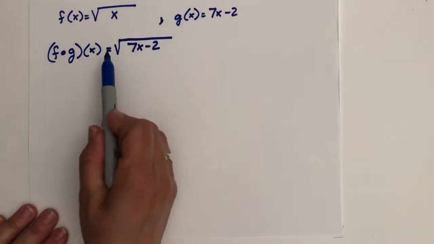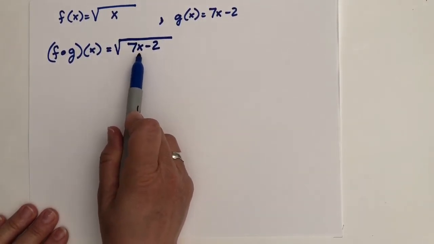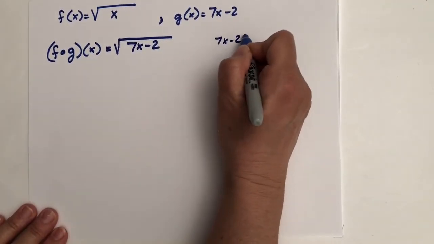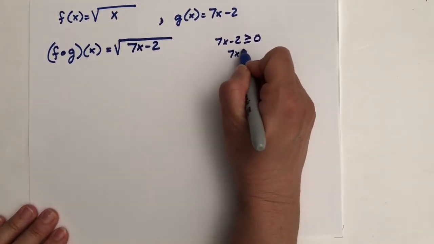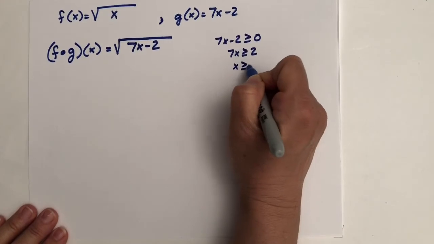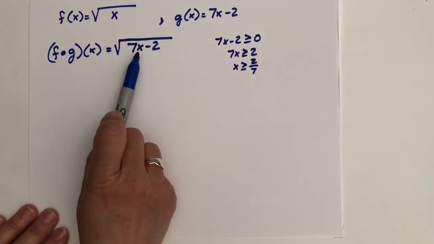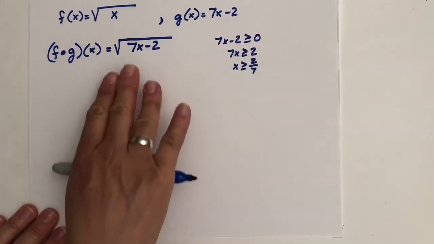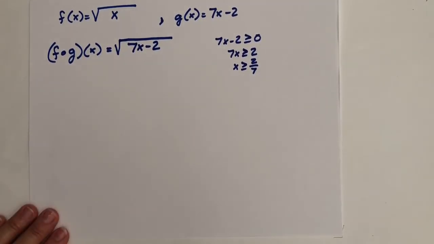You might notice that there is a restriction on the domain here, right? We would notice that for this particular function, 7x minus 2 would need to be greater than or equal to 0. So for this composite function, we can only substitute in real numbers that are greater than or equal to 2/7. If we substituted in 0, we would have a negative number underneath the square root. And when I say that, I mean we're talking about real valued functions. When we're dealing with these functions, we're keeping it real.